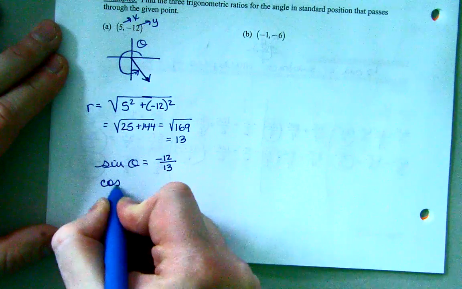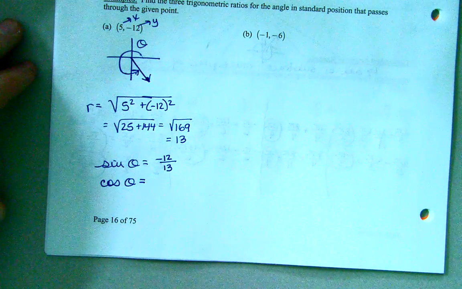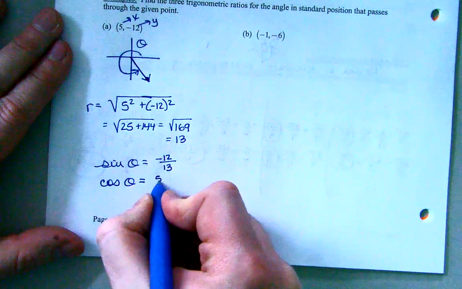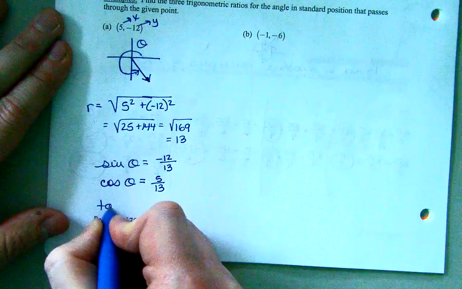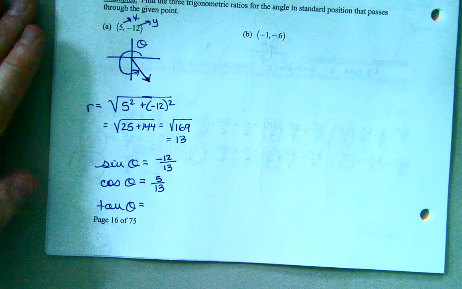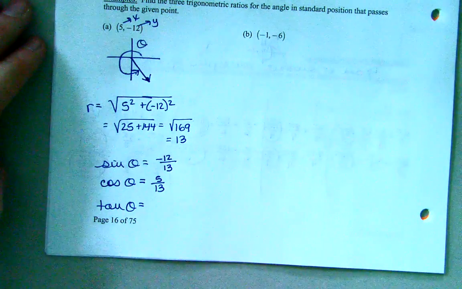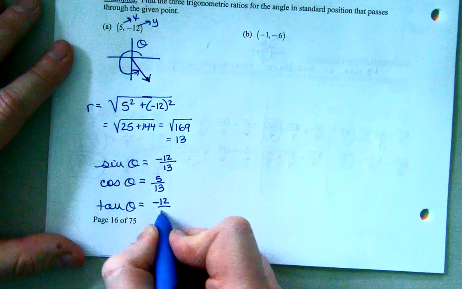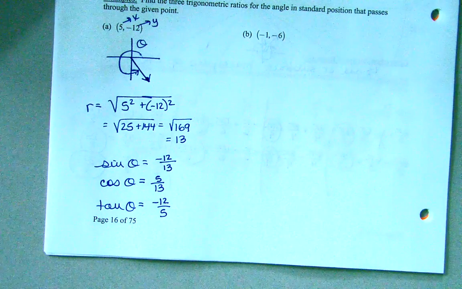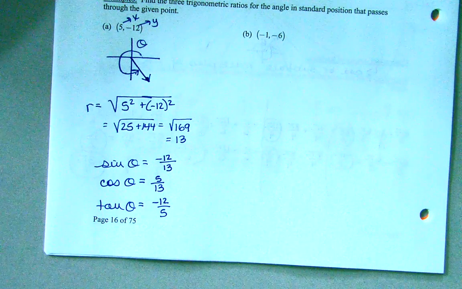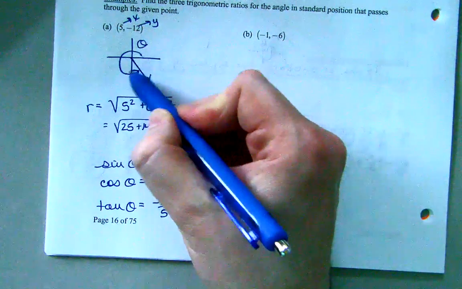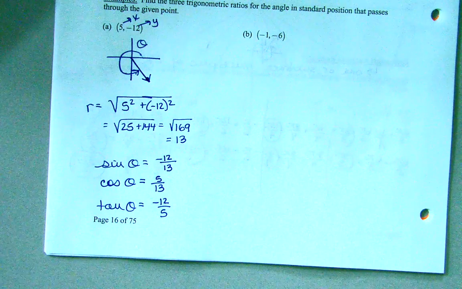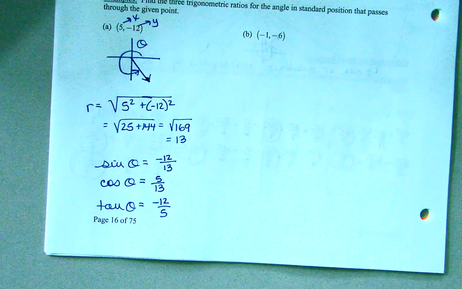The cosine of theta is defined as the x-coordinate over the radius. So what's that going to look like? 5 over 13. The tangent of theta is the y over the x. Negative 12 over 5. I didn't draw a right triangle because I couldn't draw a right triangle with an angle that's that big, but I can still find the sine, cosine, tangent not using opposite, adjacent, hypotenuse, but using this x, y, r stuff.